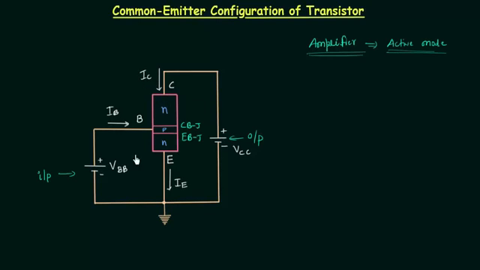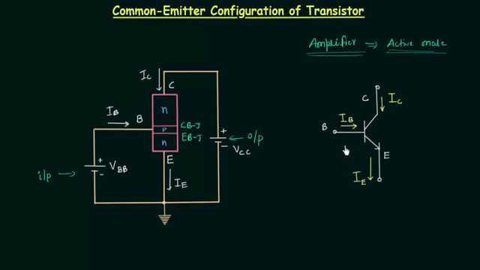We can also represent the common emitter configuration by using the symbol of transistor. I will quickly draw the symbol of transistor. We are using NPN transistor, so the arrow will be like this. Common emitter configuration, so emitter is common to the input and the output side. This is emitter terminal, this is collector terminal, and this is base terminal.